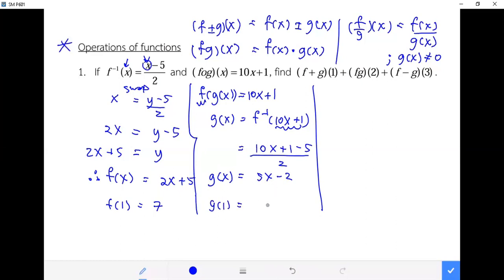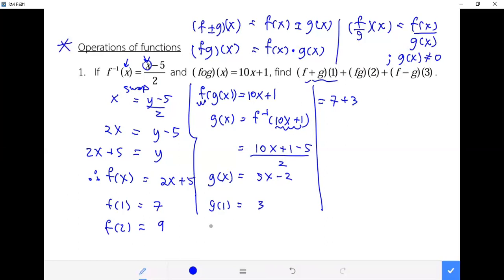G1 is 5 minus 3. 5 minus 2 is 3. So F1 plus G1 is 7 plus 3. So this one is going to be equal to 7 plus 3. F1 is 7, G1 is 3. Now F times G2, so you find F2 now. F2 is 2 times 2 is 4, 4 plus 5 is 9.